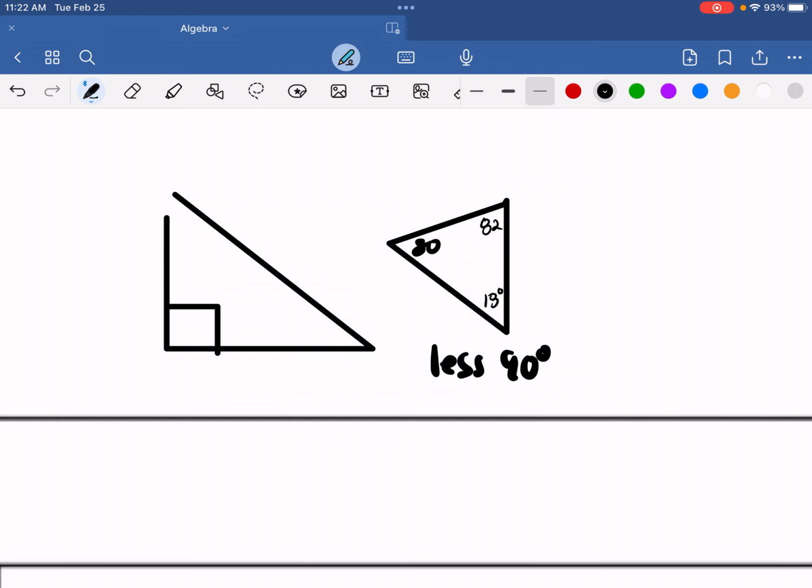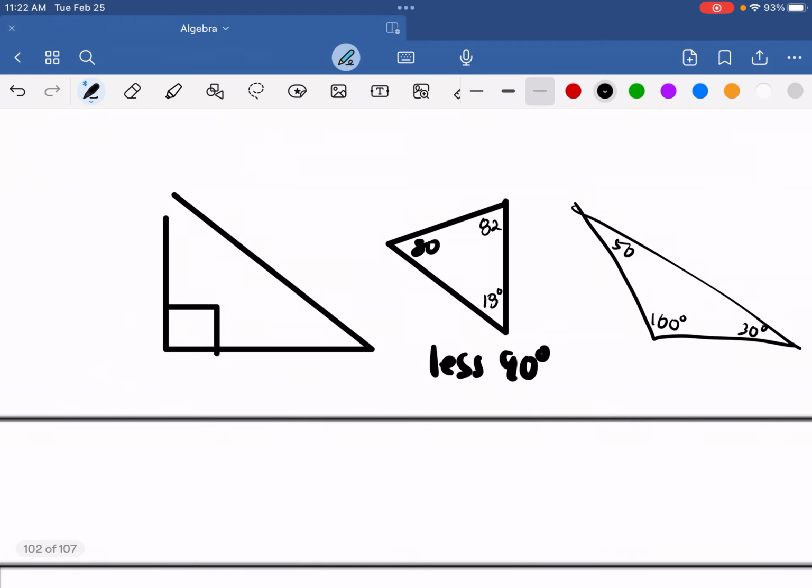And an obtuse triangle is when one of them is bigger than 90, just one. So if you have 100 here and then you have 50, then this one's 30. They add up to 180 still, but one of them is bigger than 90. So that's obtuse, acute, and right.